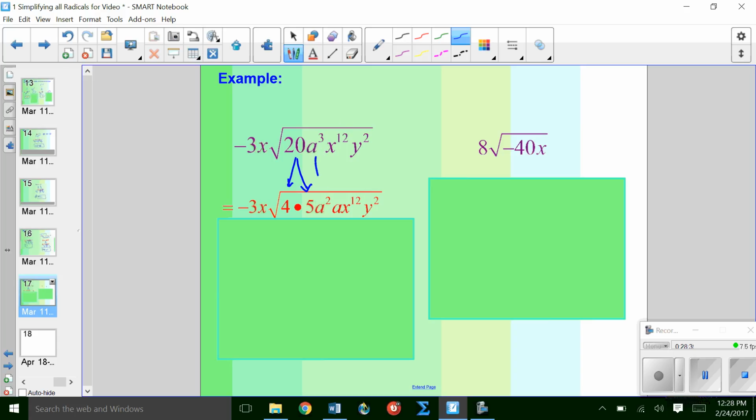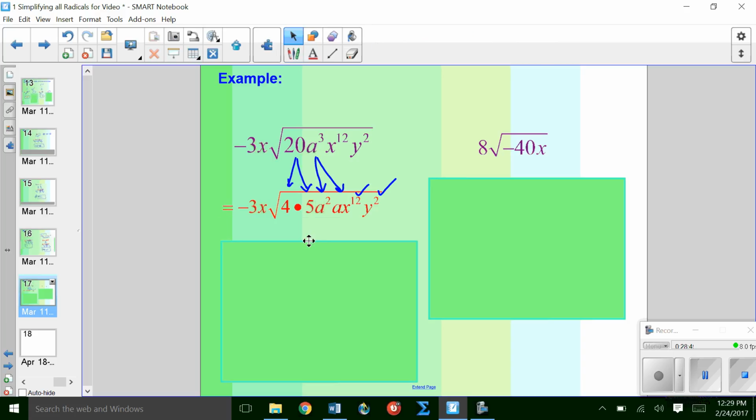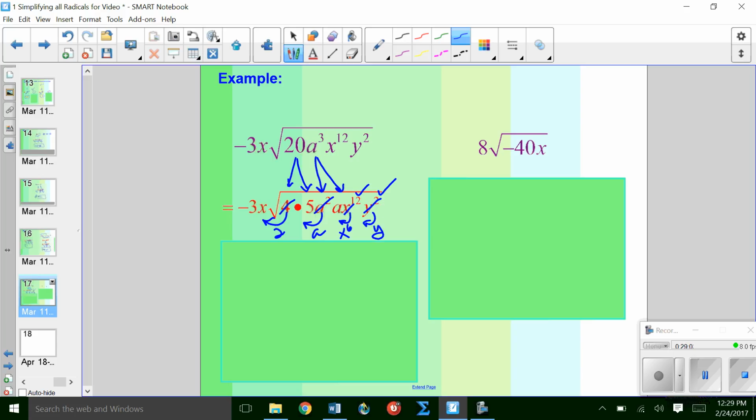A cubed will break to a squared times a to the 1st. X to the 12th has an even exponent and y squared has an even, so we'll leave them how they are. Now we will pull out the square root of 4 is 2, the square root of a squared is a, square root of x to the 12th as x to the 6th, and the square root of y squared as y, leaving us with just the 5, and the a inside.